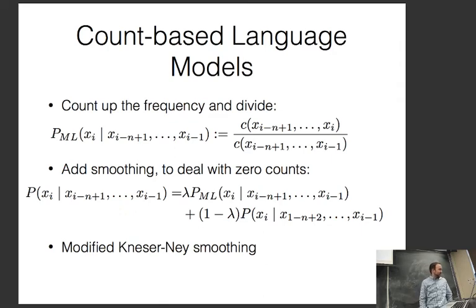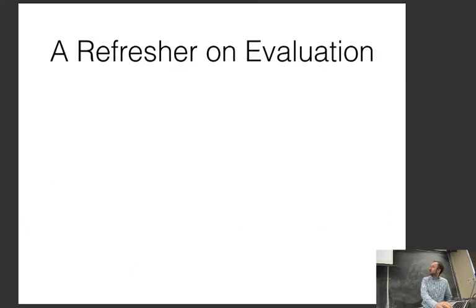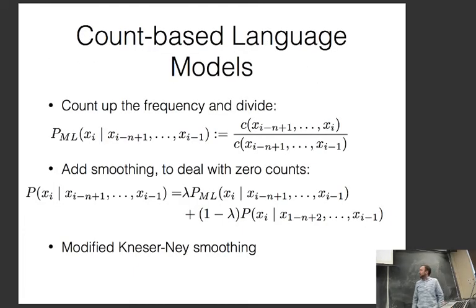So yeah, modified Kneser-Ney was kind of the ruler of n-gram language models for 20 years or something like this, and it was very hard to beat. But it's also pretty complicated, right? It took non-trivial effort to implement this, and there was a lot of engineering that went into making sure that it worked properly.